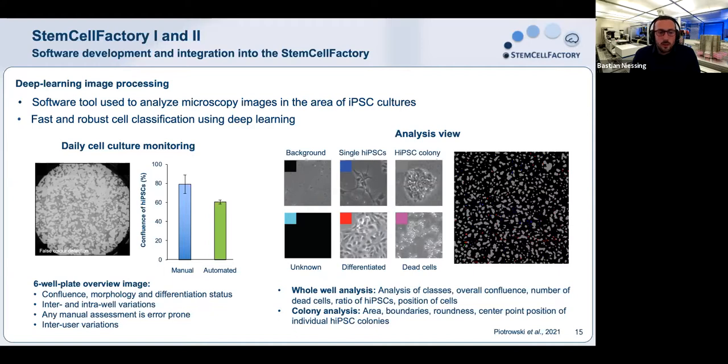So when we make an image of the whole well, we can also analyze the whole well and classify the different cell classes. And then again, we can make a decision for the process control, what we are going to do in the next step. And we can also adjust the daily cell culture monitoring, not only at a few points, but within 100% process control.